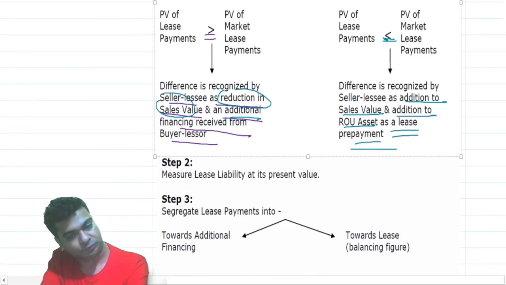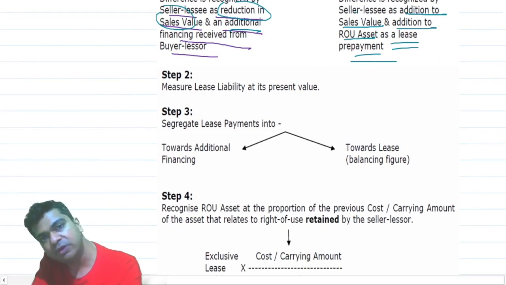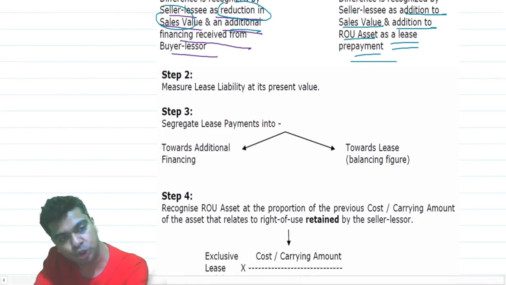Step 2. Measure the lease liability at its present value. We know it very well. The lease liability has to be recognized at its present value. So that's the step 2.